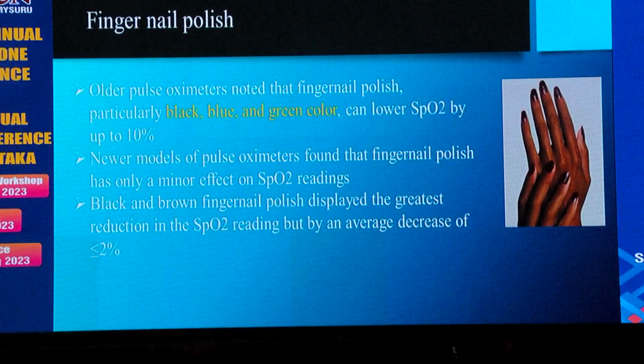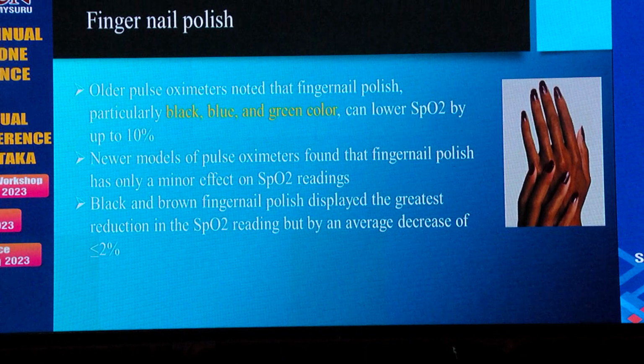Coming to fingernail polish, this is a common thing. Of course, in older pulse oximeters, especially black, blue and green colors will lower the SpO2 by 10% because of absorption of light. But in newer models of pulse oximeters, the fingernail polish has only a minor effect on the SpO2. Especially black and brown will reduce it by only 2%. So you need not worry. The only thing is, if you are using a conventional one, remove the polish while monitoring.